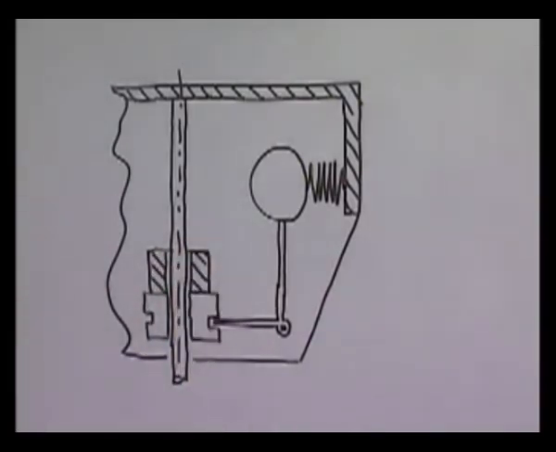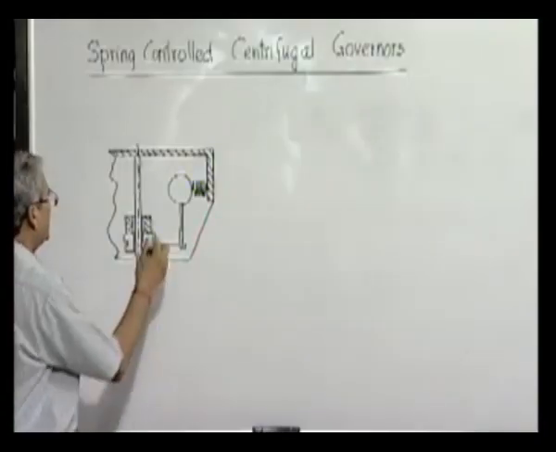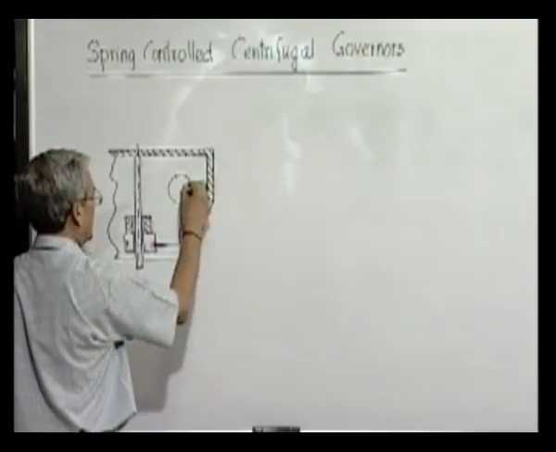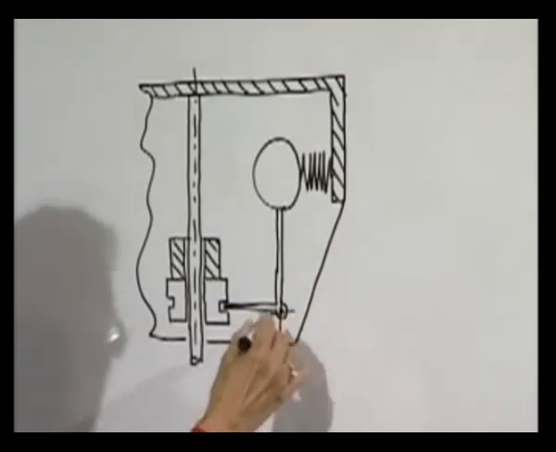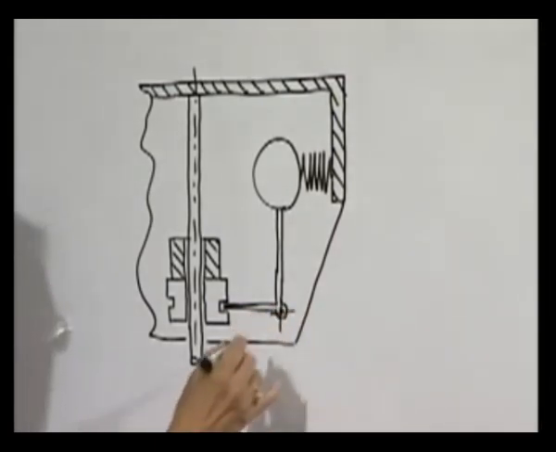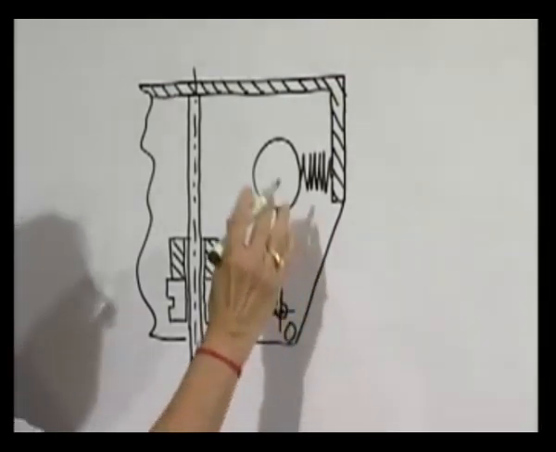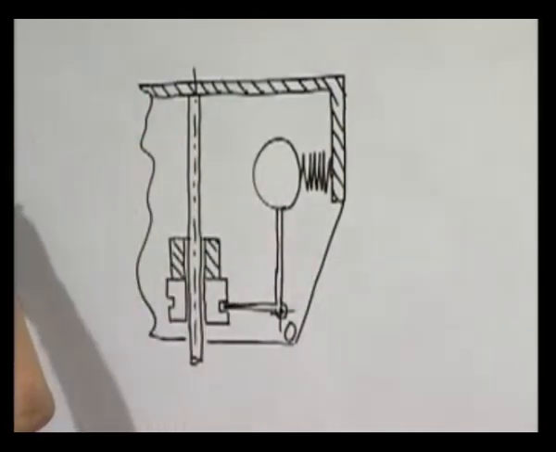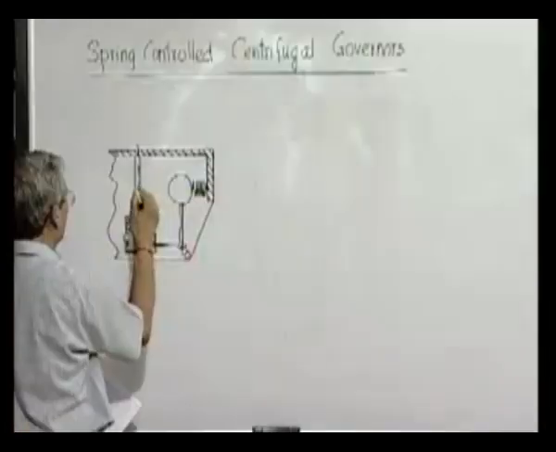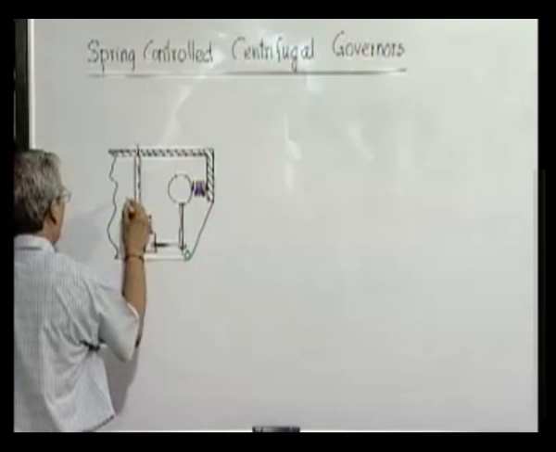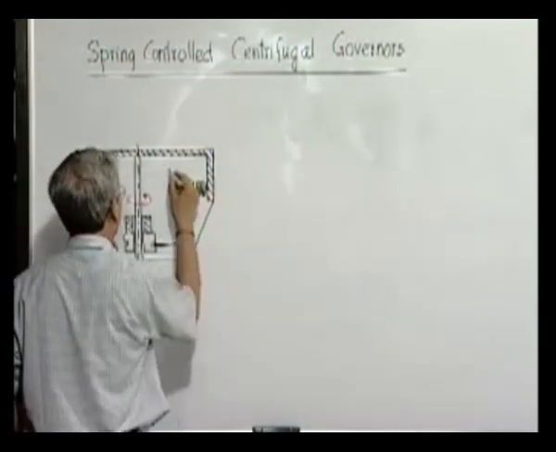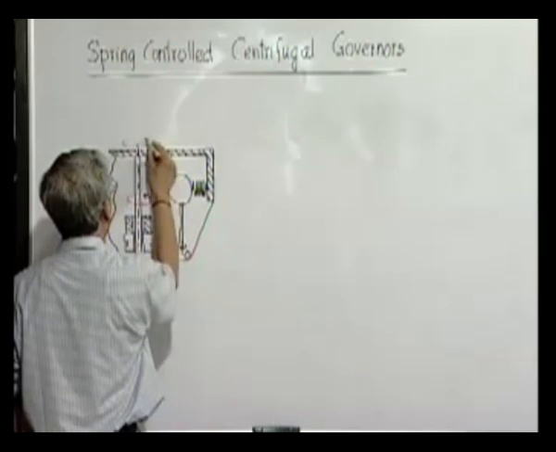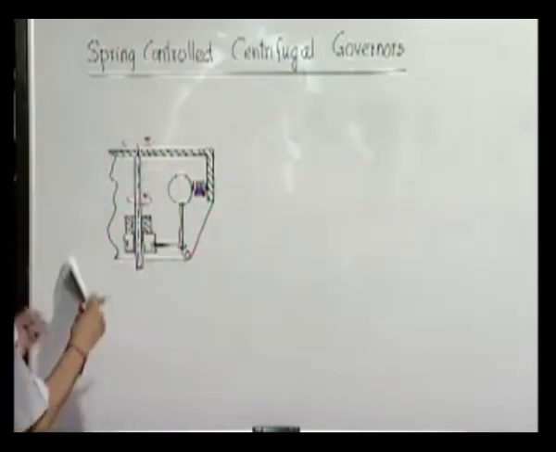So, in this type of governor, you see that the rotating sphere is connected to a bell crank lever which is hinged at this point, which you may call O, which is connected to a cover which is rotating along with the shaft. So, the whole body, including this one, is rotating just like a rigid body.